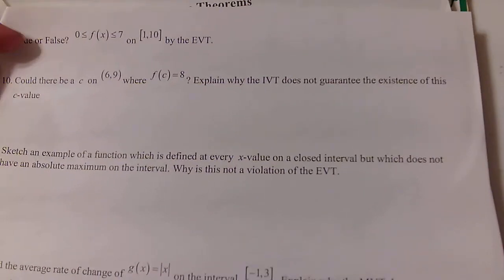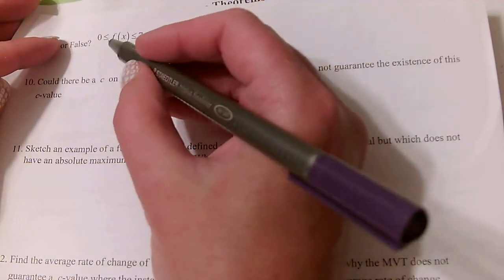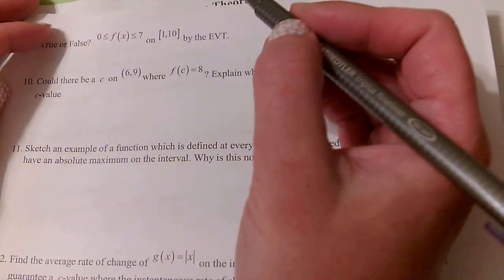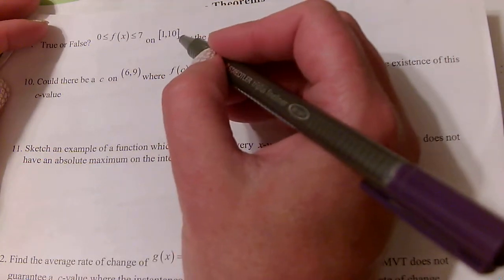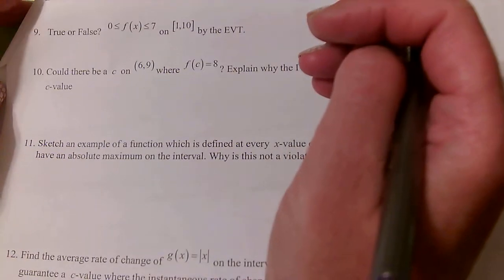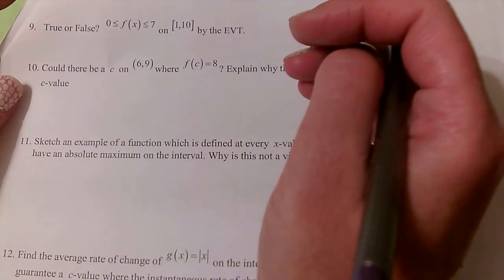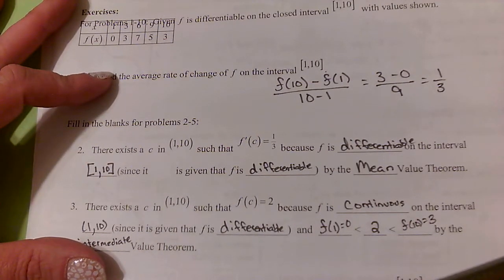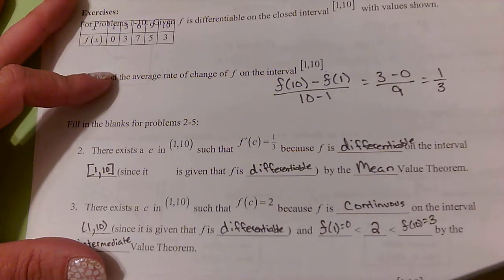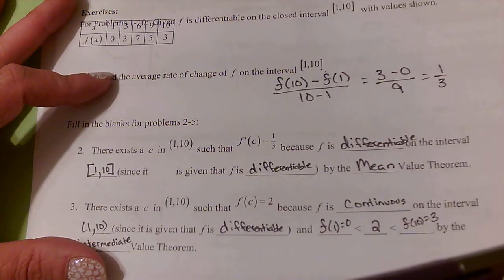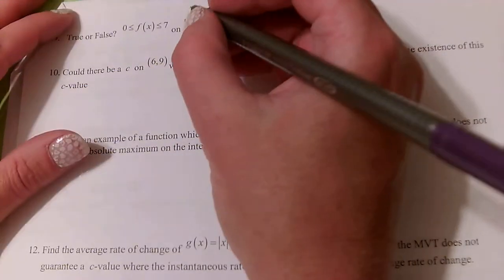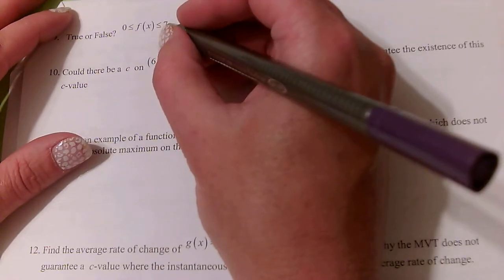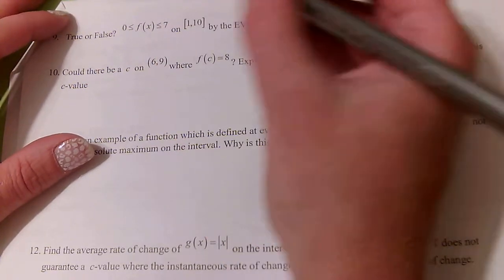Next one. True or false? 0 is less than or equal to f of x is less than or equal to 7 on 1 through 10 by EVT. Do we know that every f of x value is between 0 and 7? No. I don't know if 7's the maximum. False.